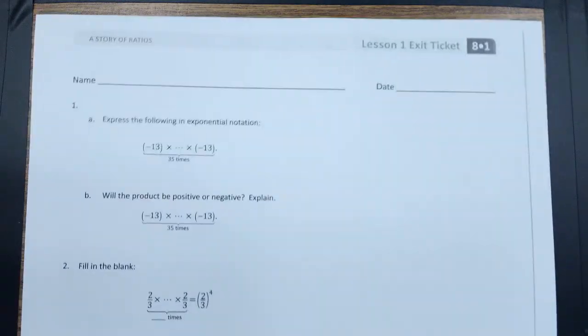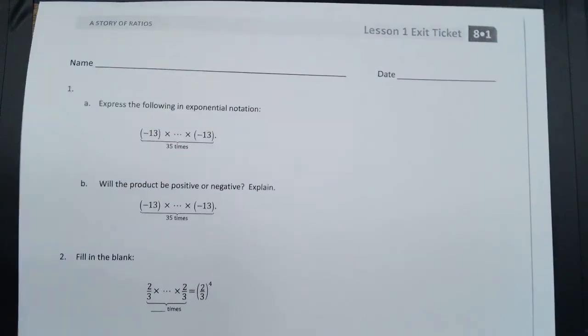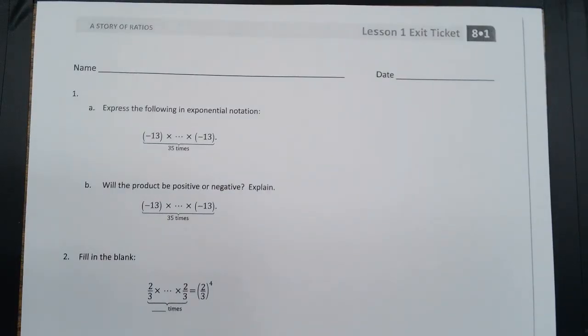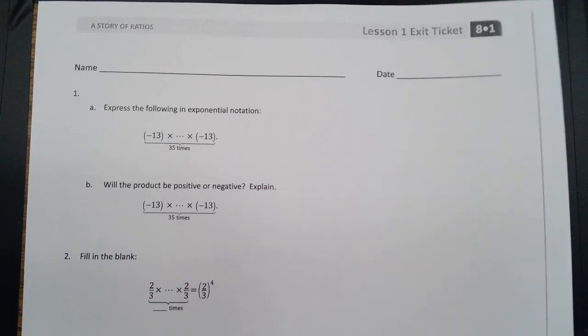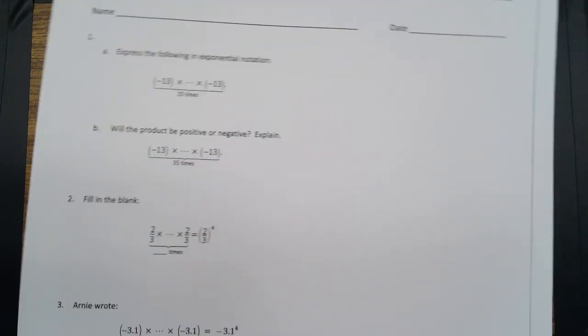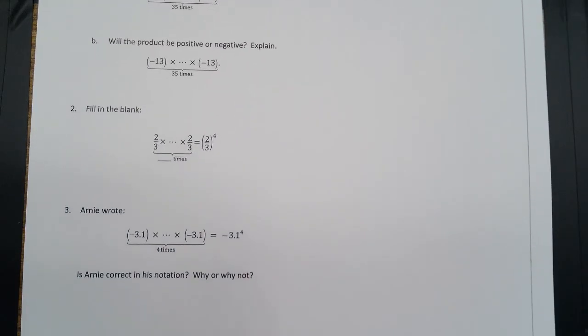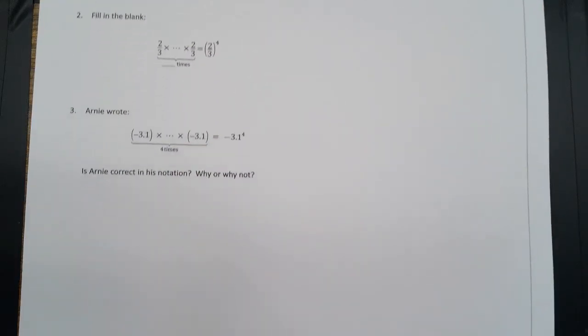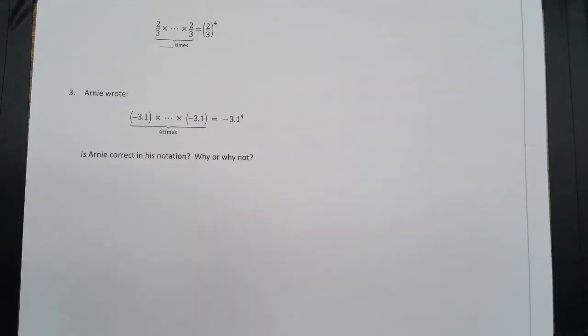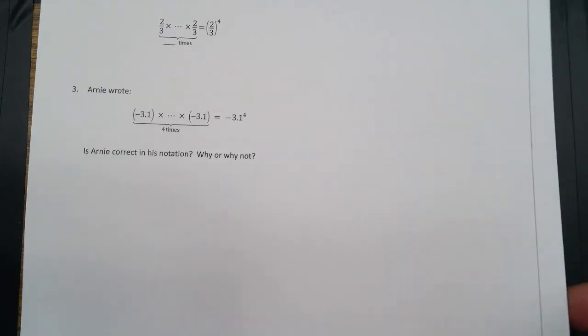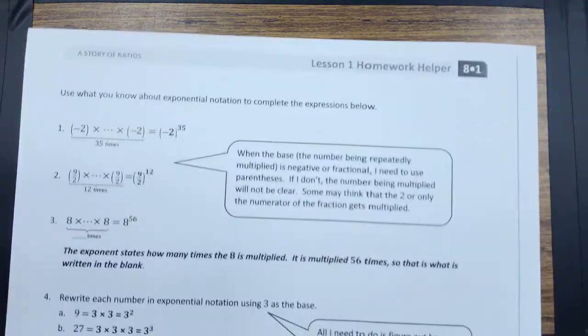There is also on page 5 the exit ticket for a little bit more practice. The answers for that are also linked on the daily schedule. You can check your answers to those. Make sure you try them. Number 1 is writing and asking positive or negative. Number 2 is filling in the blank for how many times. And number 3, Arnie, is he correct? And here's a hint for number 3, check his parentheses. And then for more practice, don't forget you also have the homework helper on page 7.